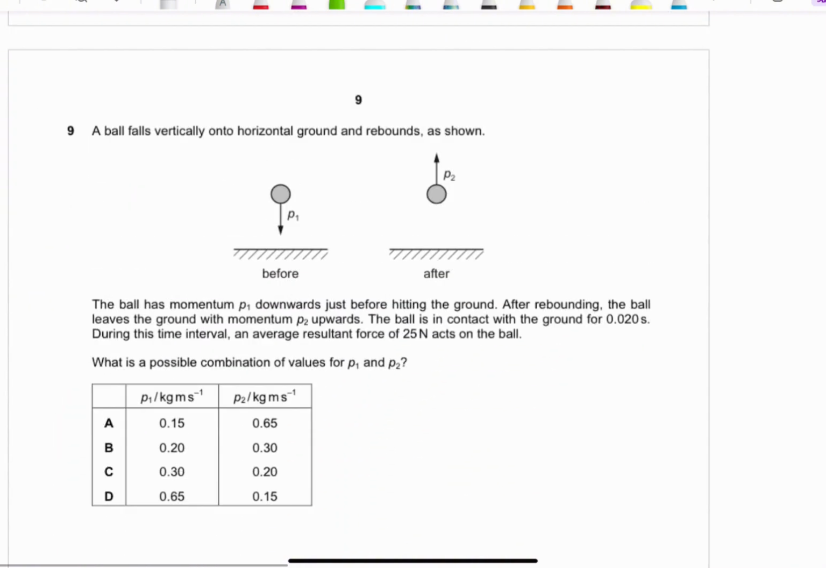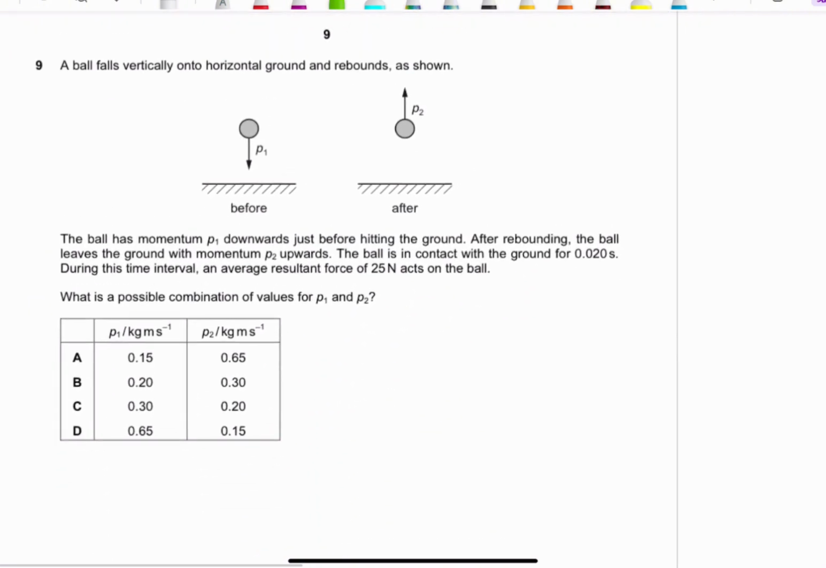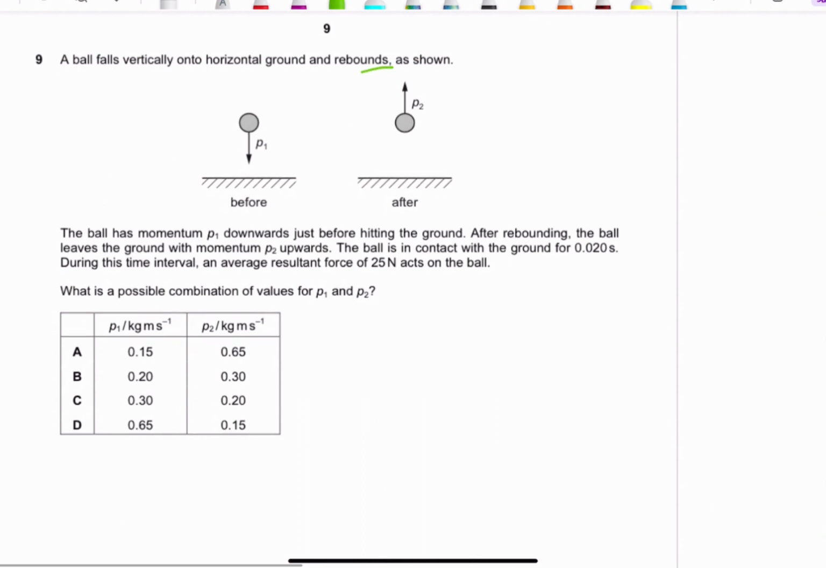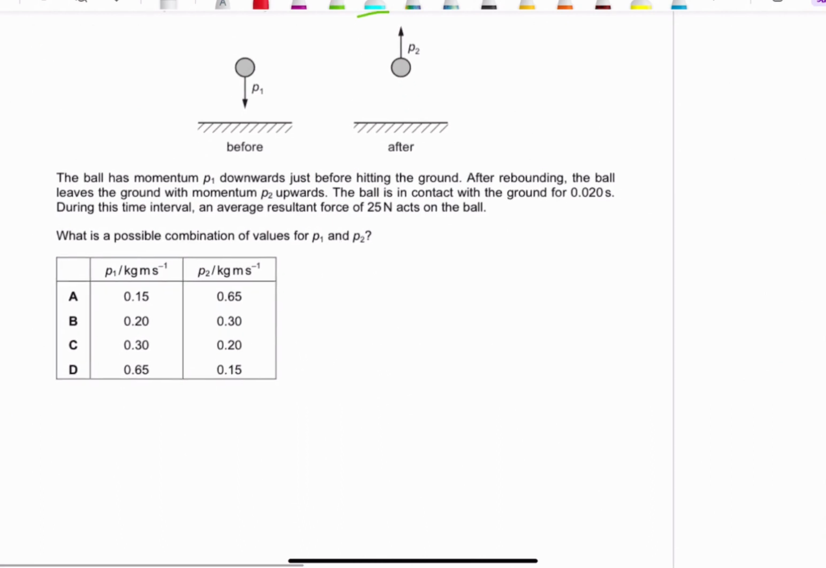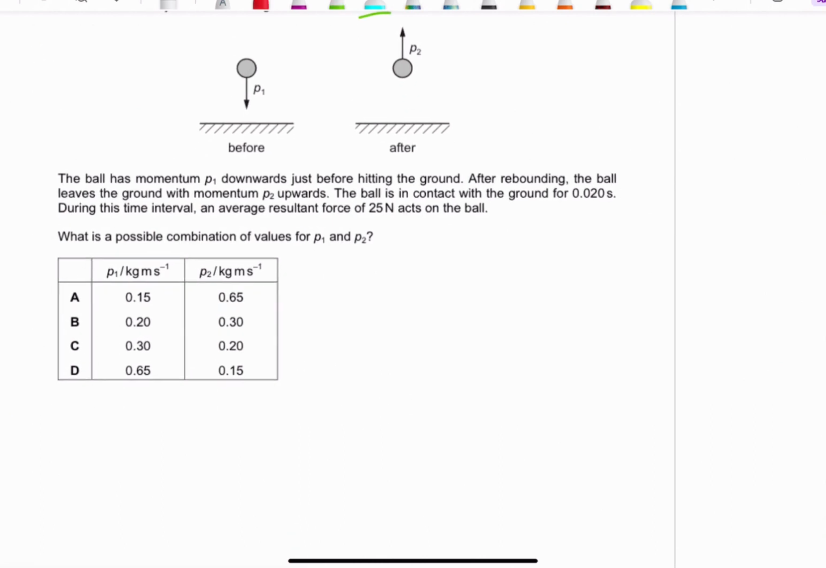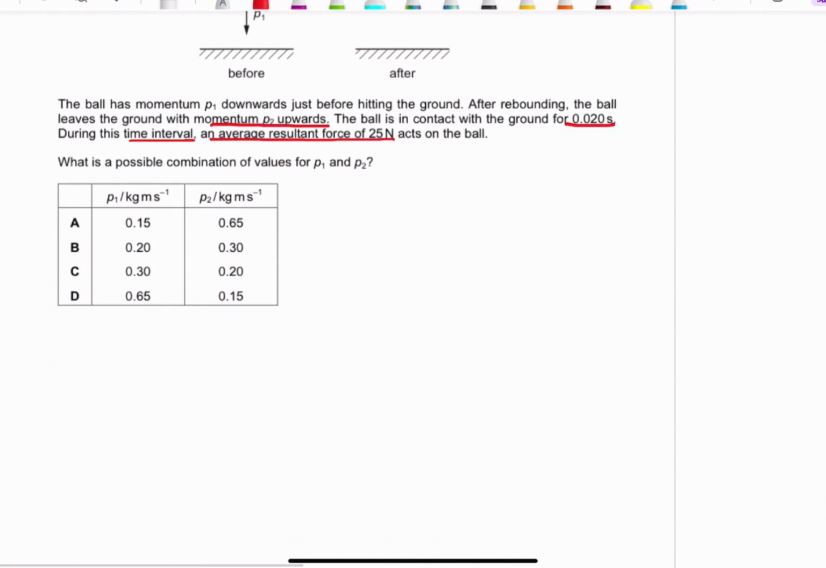We've been given a ball that falls vertically onto horizontal ground and the ball rebounds, right? The ball has momentum P1 downwards just before hitting the ground. After rebounding, the ball leaves the ground with momentum P2 upwards. The ball is in contact with the ground for this time, and during this time interval, the average resultant force is 25 newtons. That's the resultant force, right? Which is a possible combination of values for P1 and P2?